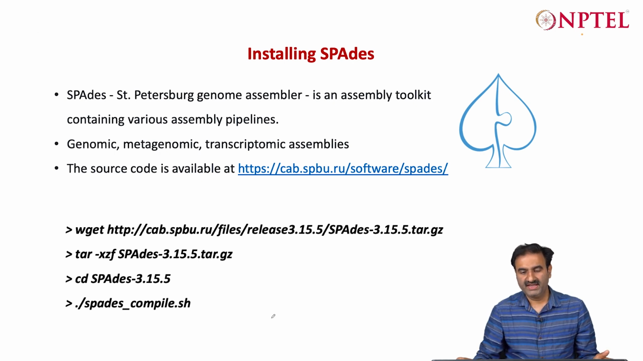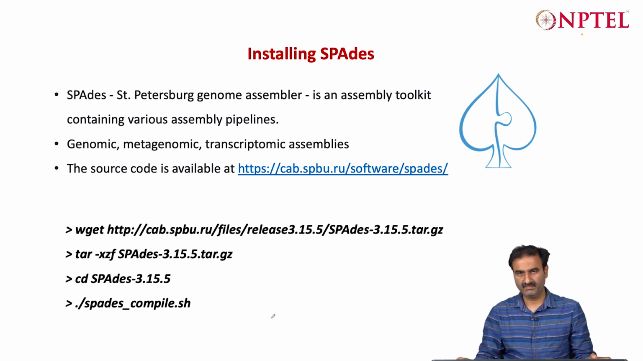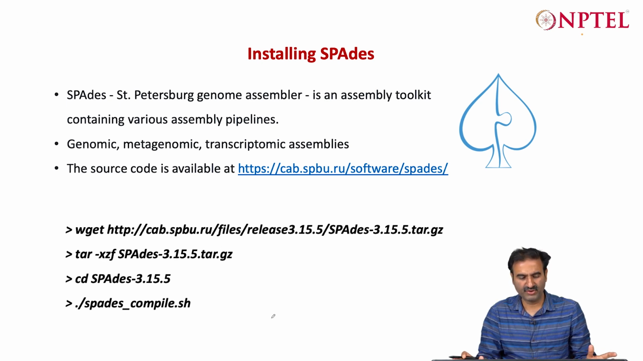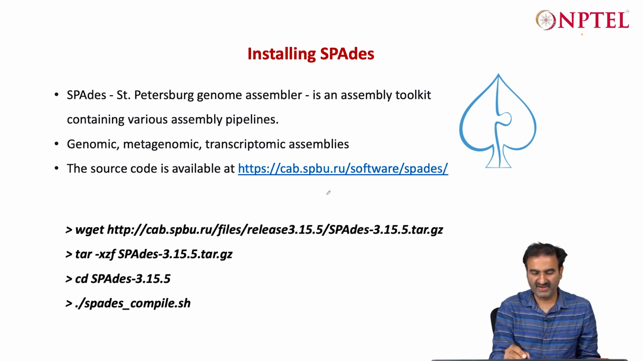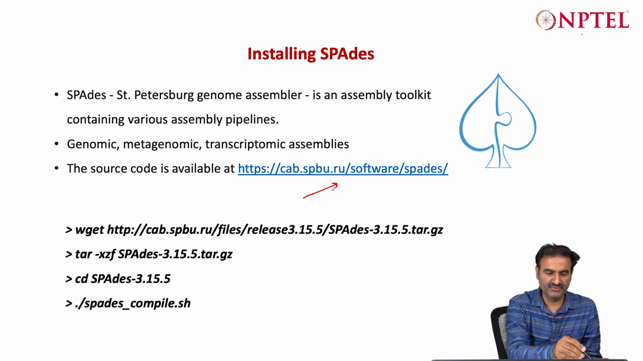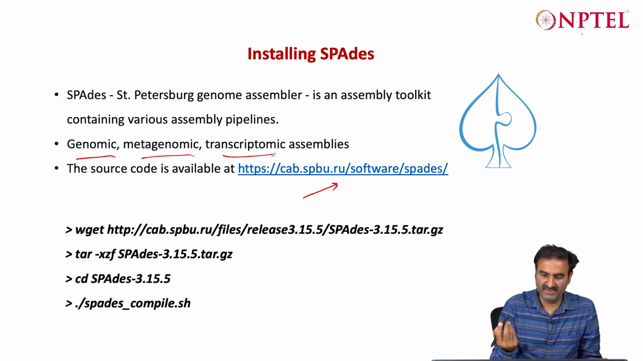Then I'm giving one more example. Genome assembly is one of the tasks, and there is a genome assembler called SPAdes, which is a multi-purpose assembler for genome, transcriptome and metagenome. It has so many tools, and the source code is available here, so it can do genomic, transcriptomic and metagenomic assemblies.